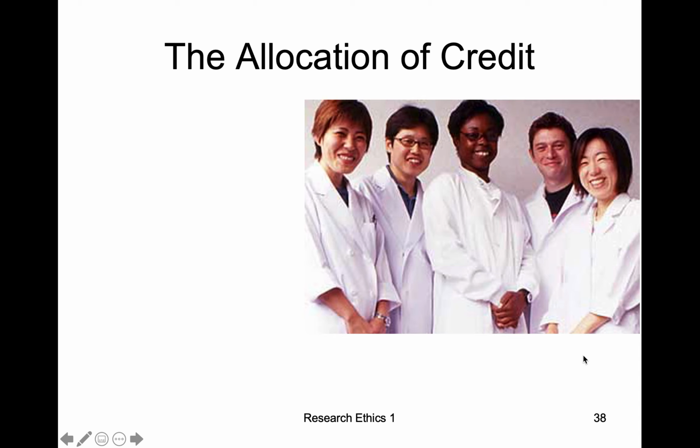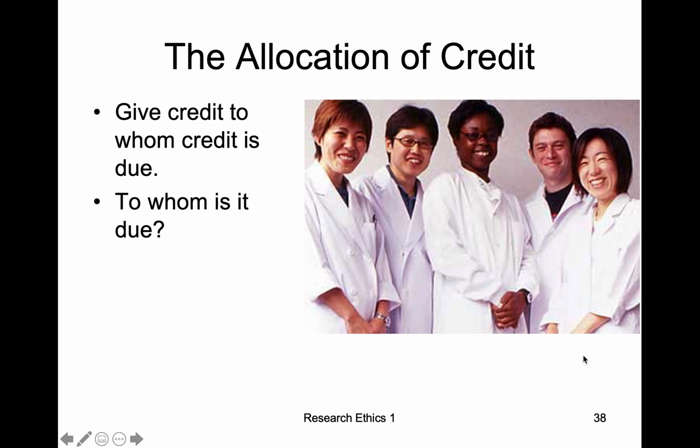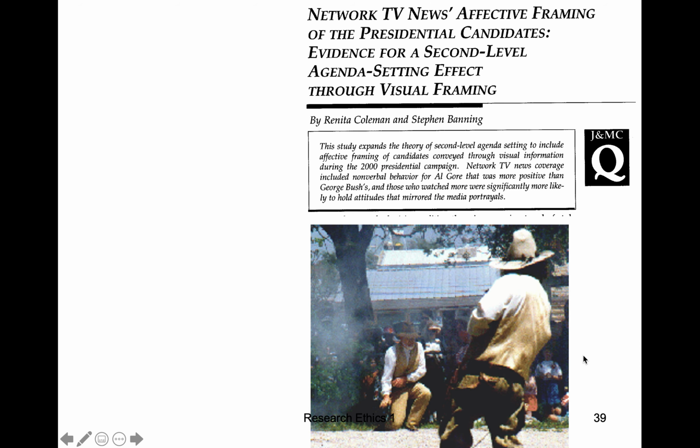This video is going to look at, or start at least looking at, the allocation of credit. Who do you give credit to? Very important. If two people work on a study and one person doesn't cite the other person, that can be a severe ethical lapse. Now, the basic advice is give credit to whom credit is due. That's pretty broad. Obviously, you should try to give credit to whom credit is due. The real problem is, to whom is it due? Who should you give it to?